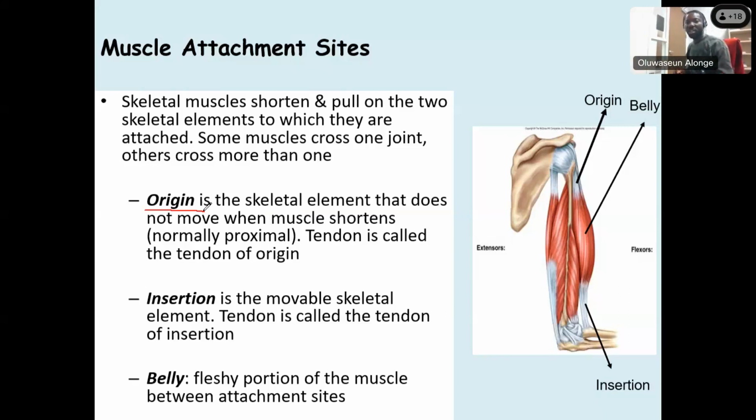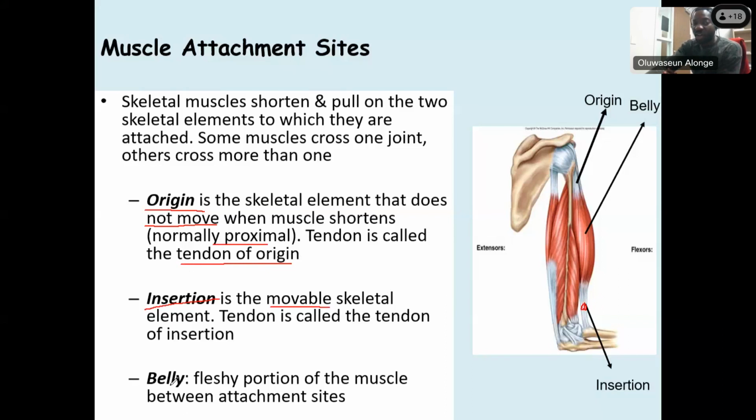So the origin is the part that does not move. You see that is a part that does not move. It does not move when the muscle shortens, contracts or relaxes. All right. So we call the tendon there the tendon of origin. You see that is normally the proximal part, just like this muscle you have there. Now, the insertion, like I said, is a part that is movable. And the tendon there is called the tendon of insertion.